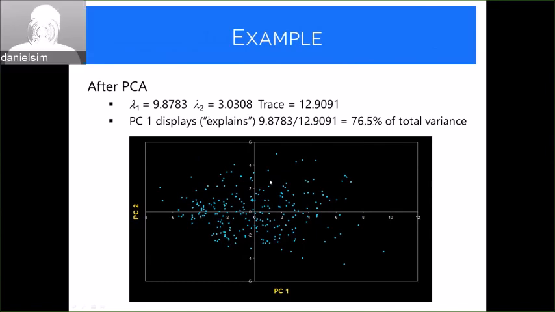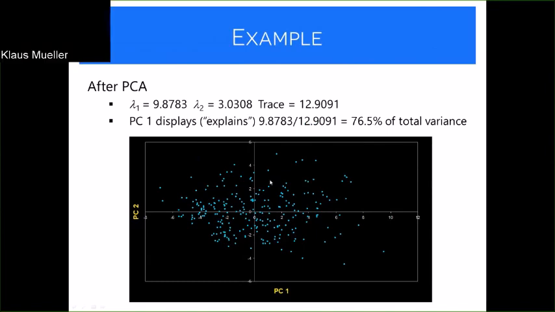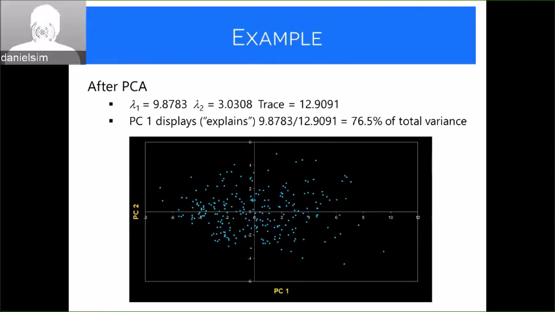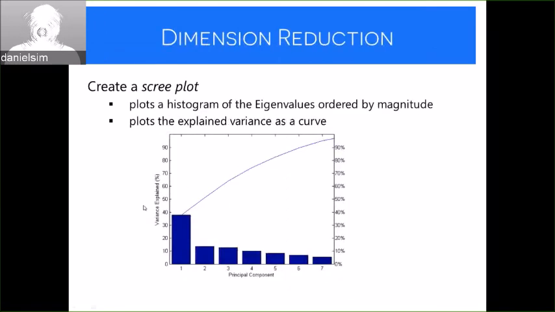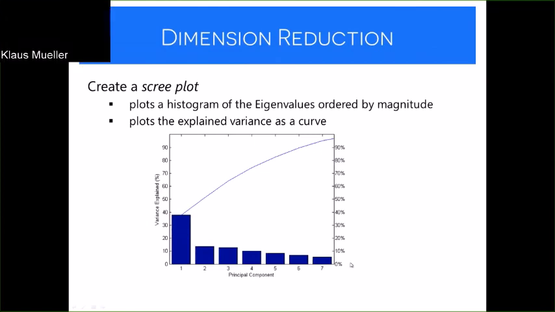So this gives you a way to do it. Now you can say, well, I'm okay with just explaining 76.5% of my variance. I don't really care about the other stuff, it's just noise. So I get rid of it, and now I've compressed it nicely. You can now create a plot called a scree plot. The scree plot is a histogram of these principal components, ordered by the lambdas.